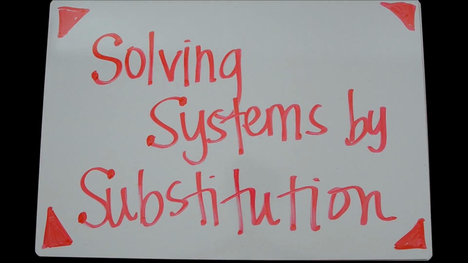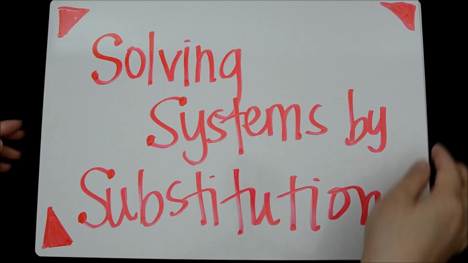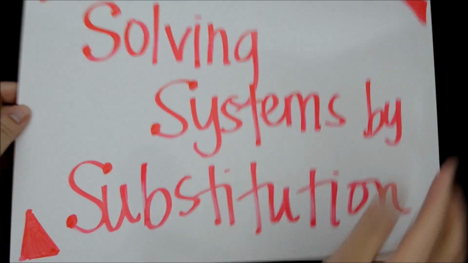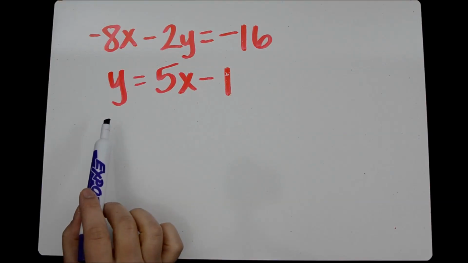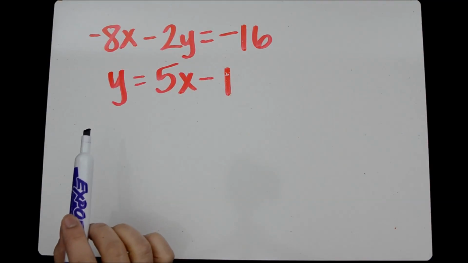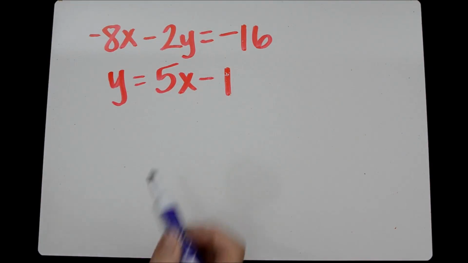Today our lesson is solving systems by substitution. This is just some additional practice to go along with our previous video on solving systems by substitution. Substitution is the most efficient method if you have a variable that's already been solved for. So looking at this example, we do have a variable that's already by itself. Looking at the second equation, y has been solved for. So substitution would be the most efficient method for this system.